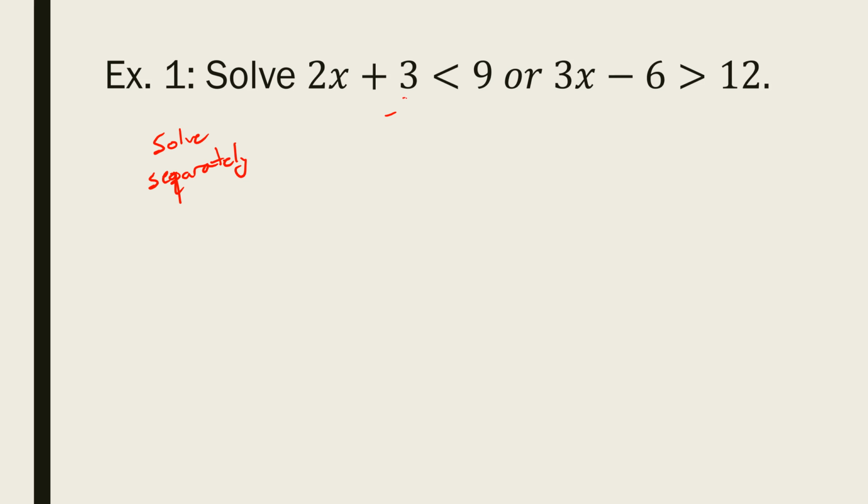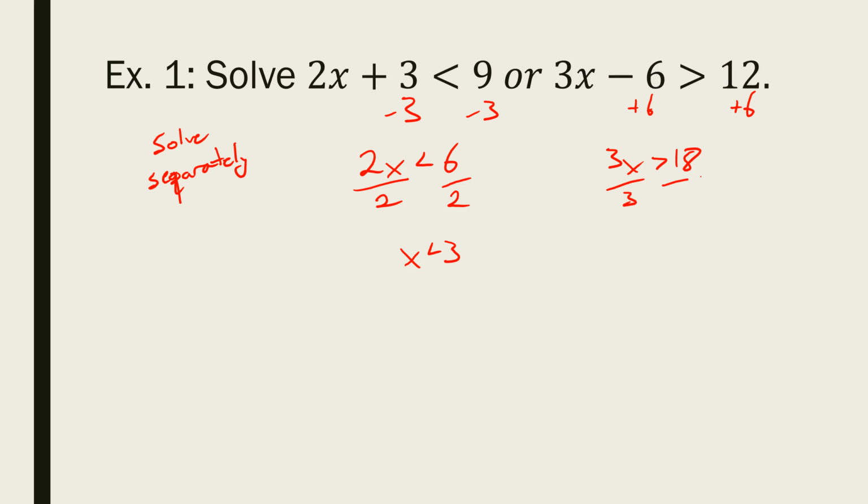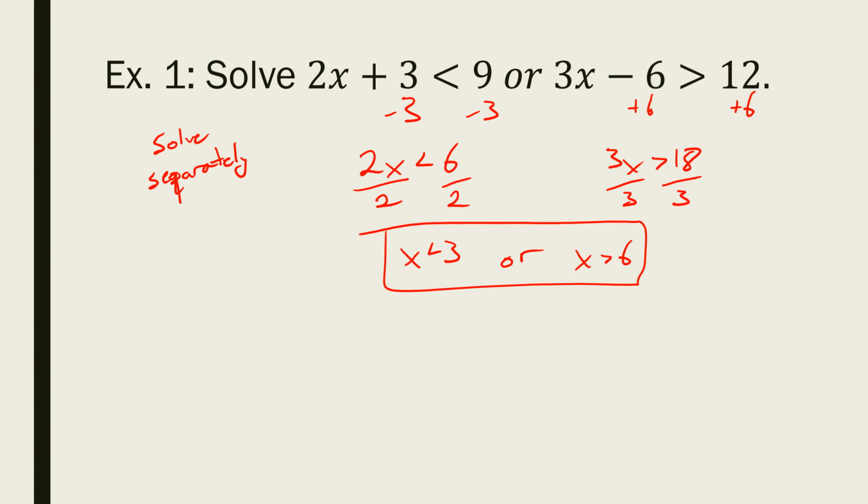So here's what you do. Subtract 3 from both sides, so 2x less than 6. Divide through by 2, so x less than 3. Okay, great. So that's the solution for the first one. Over in this one, you're going to add 6 to both sides, so 3x greater than 18. Divide through by 3, so x is greater than 6. So here's my compound answer. Either x has to be less than 3 or x has to be greater than 6.